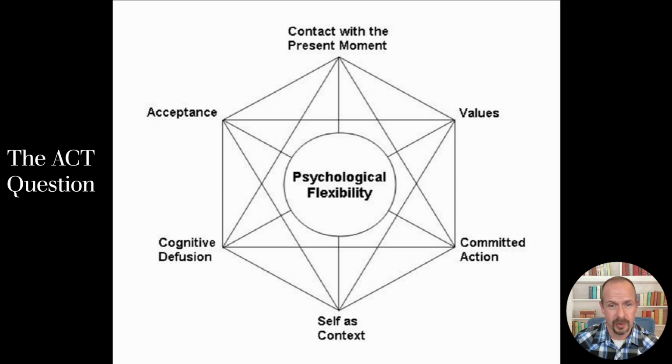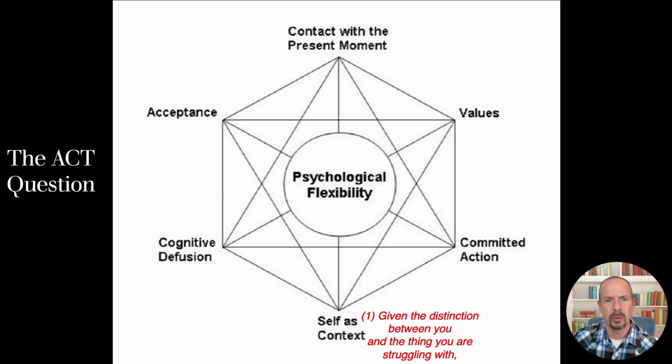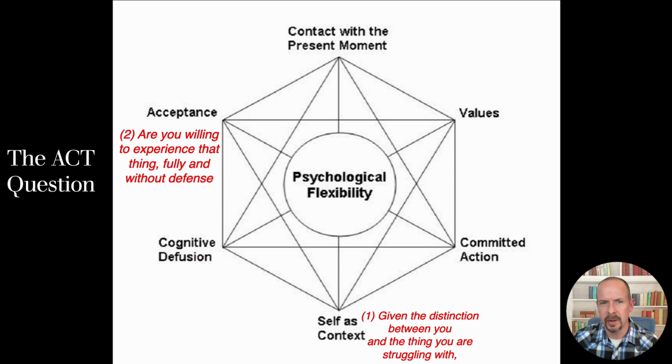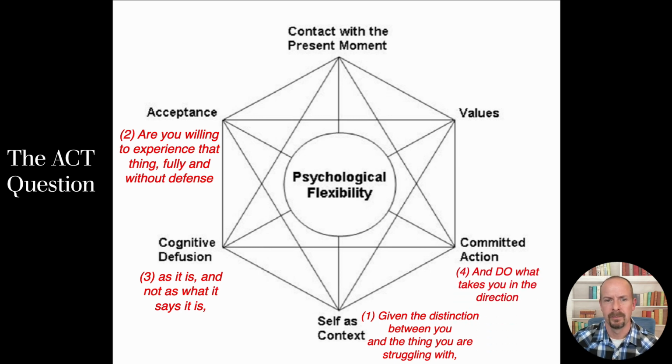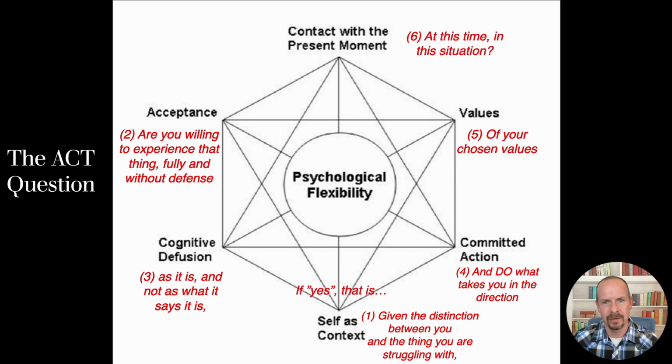Now, the ACT question is pretty long, but it does link each of the concepts together very well. So let's start off. Given the distinction between you and the thing that you're struggling with, are you willing to experience that thing fully and without defense as it is and not as what it says it is, and do what takes you in the direction of your chosen values at this time and in this situation? If you can answer yes to that question, then you've achieved psychological flexibility.